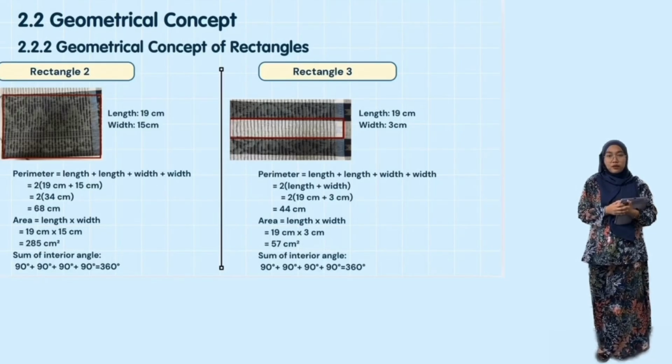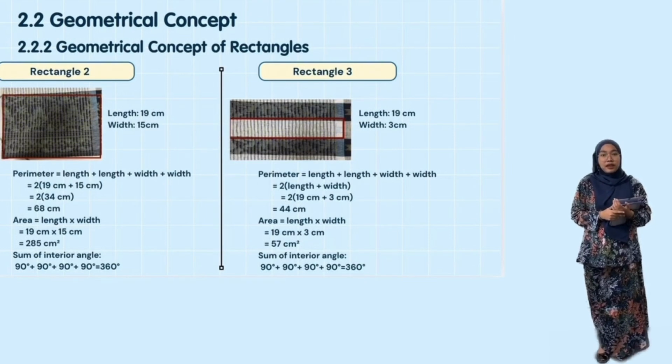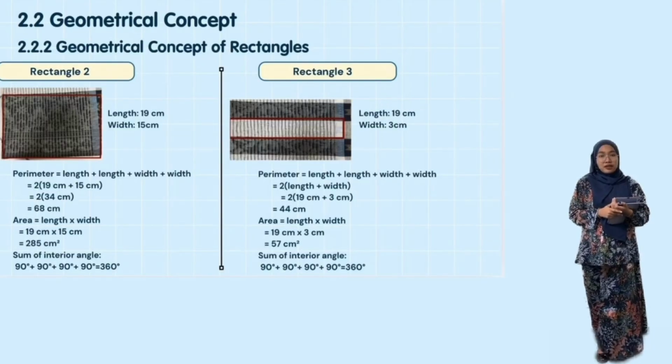From these 3 rectangles, we can observe the relationship between the dimensions, perimeter, and area. As the length and width increase, both the perimeter and area increase too. All the 3 rectangles maintain the same geometrical properties, including 4 right angles, opposite sides that are equal and parallel, and an interior angle sum of 360 degrees.